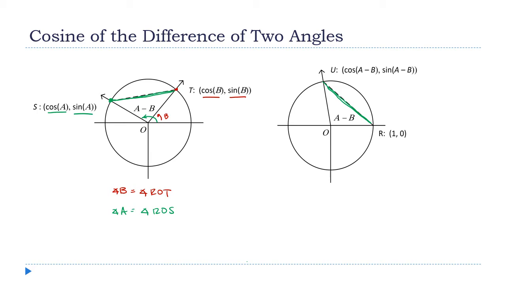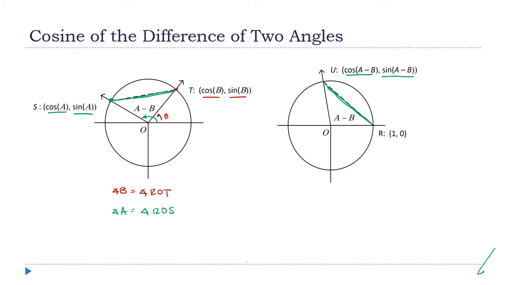And because this angle is A minus B, again, in a unit circle, the coordinates of this point must be cosine of A minus B, sine of A minus B, and that's nice, right? Because you see the cosine of A minus B just came into the diagram, and that's what I'm trying to find.